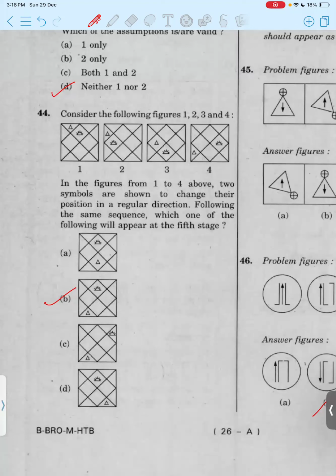Question number 44. We are given this pattern, and on the basis of the sequence given in four of these diagrams, we have to identify what can be the next one, the fifth one. If you try to understand the movement of these two objects given in this figure, I believe it should be option number 2, option B, which is the right answer here.